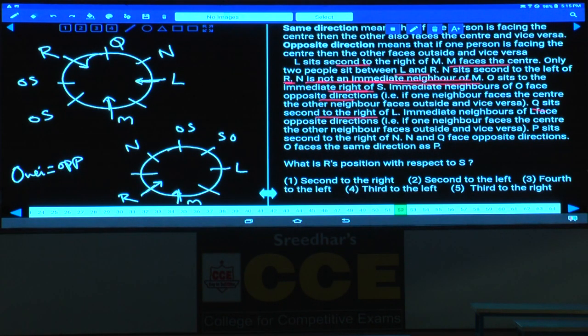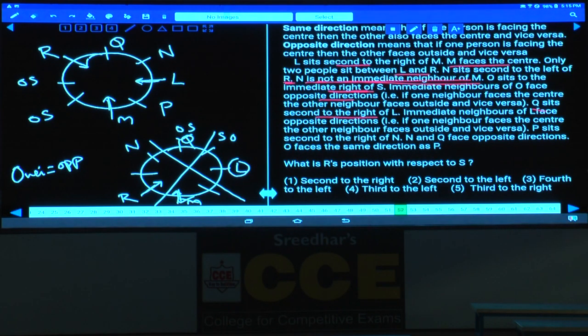And again, Q sits second to the left of L. As L is here, Q must be either at this place or at this place. Here anyhow Q cannot be here because M is here. If Q is here, there is no place left for this O and S. Hence the second case is completely ruled out. Now we are left with only one case. Now here, M, O, S, R, Q, N, L done. Then who is the person left over here? P is the person left over, and P must be at this place.